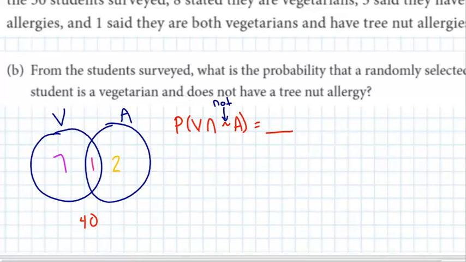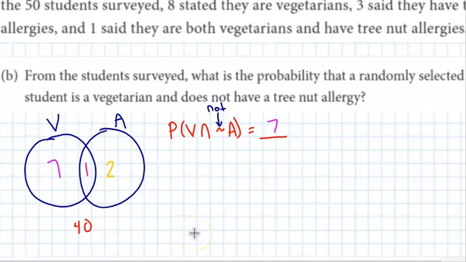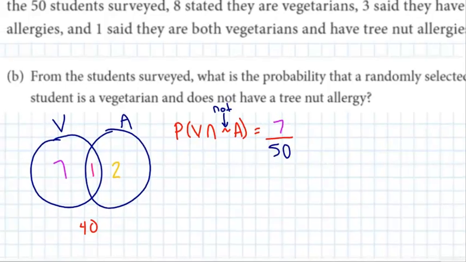So using the Venn diagram as our sample space, we can start by finding the number of students that were vegetarians but did not have an allergy, which is going to be these 7 students right here, because they are inside of the vegetarian circle, but they are not inside of the allergy circle. To fill in our denominator, we just need to write down the total sample space, which in this case is 50, because once again, there were 50 students surveyed in total. So the probability that a randomly selected student is a vegetarian but does not have an allergy is 7 out of 50.